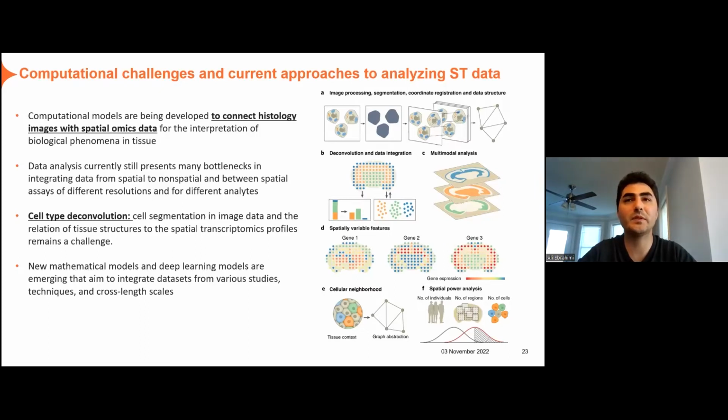Also, the cell deconvolution methods are still developing, and I think both in terms of developing machine learning tools, but also they require more data to be generated from various tissue types to be able to generalize these methods that identify the cell type using spatial transcriptomics data from these spatial profiles.